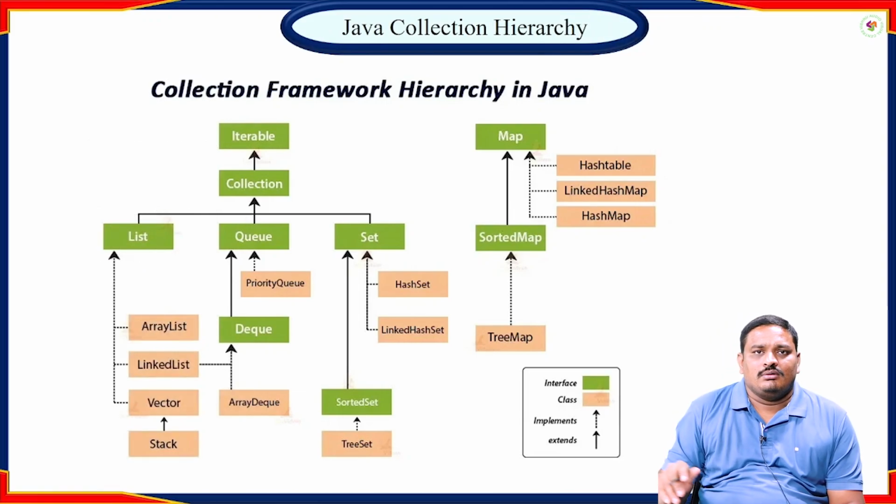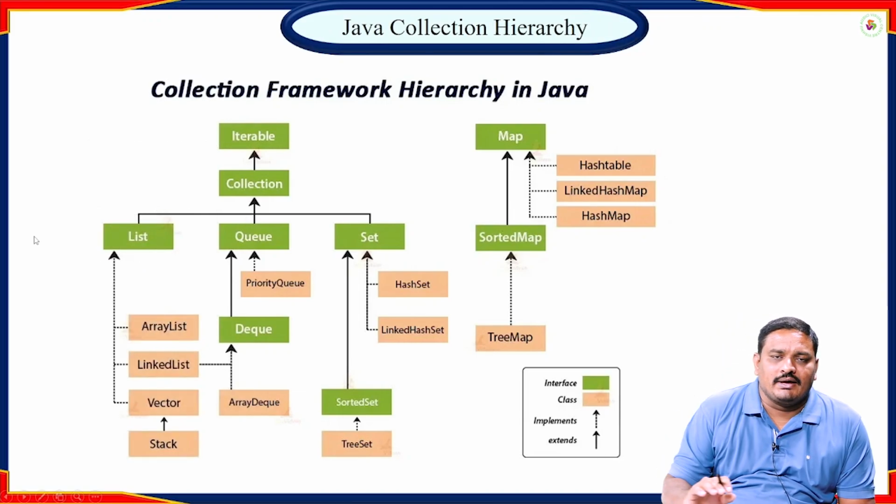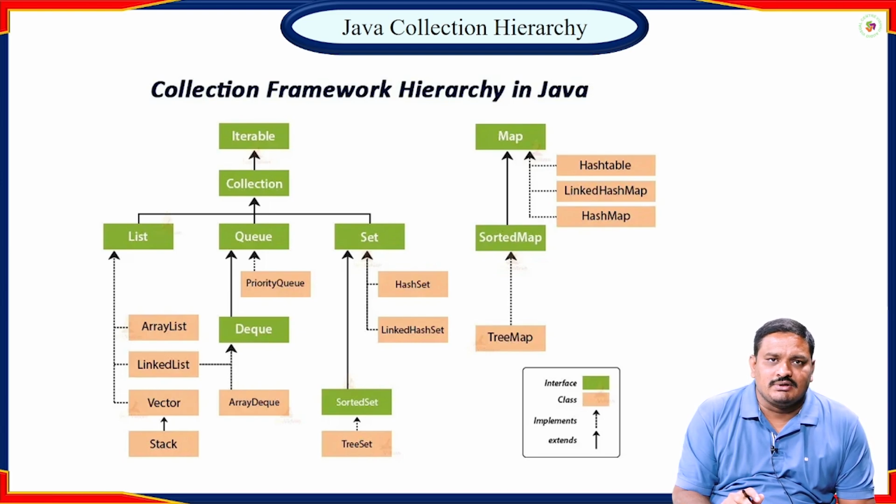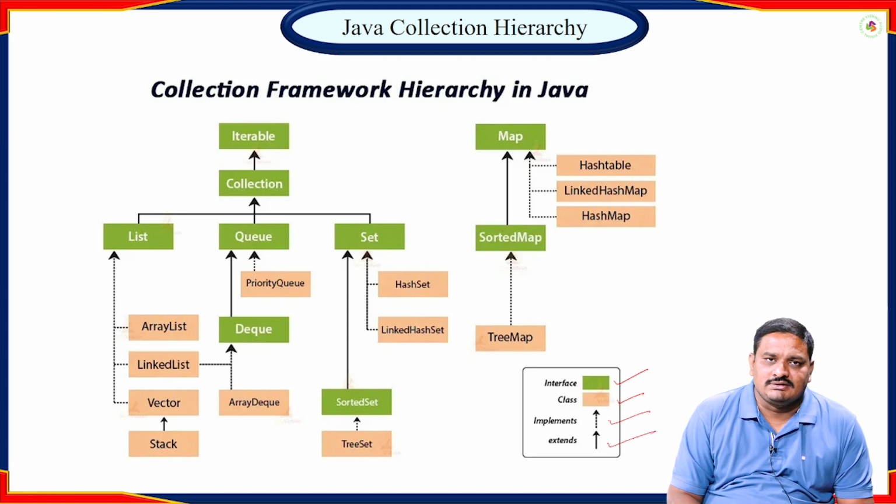Before going to the Java collections, first let us see this diagram. In this diagram, two colors are represented. The first color represents interfaces, shown in green. The second color represents classes, shown in pink. There are two relationships. The first relationship is a dotted line with an arrow, which is implements. A straight line with an arrow is called extends.